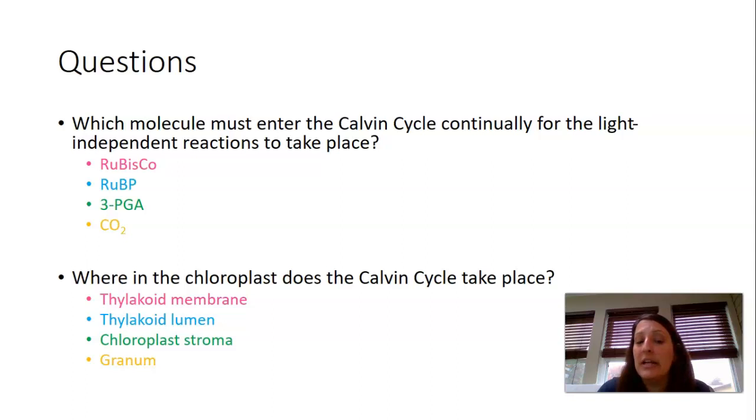Okay, so CO2 is a required material. It's going to enter through stomates and then into these mesophyll cells, get right to the chloroplast where it's going to be used during the Calvin cycle. It's going to be fixed, we say, during the Calvin cycle. Okay, so we know that it happens in the chloroplast, but where exactly in there does the Calvin cycle take place? Is it going to take place in the thylakoid membrane, the thylakoid lumen, the chloroplast stroma, or inside of a granum? So take a minute there.